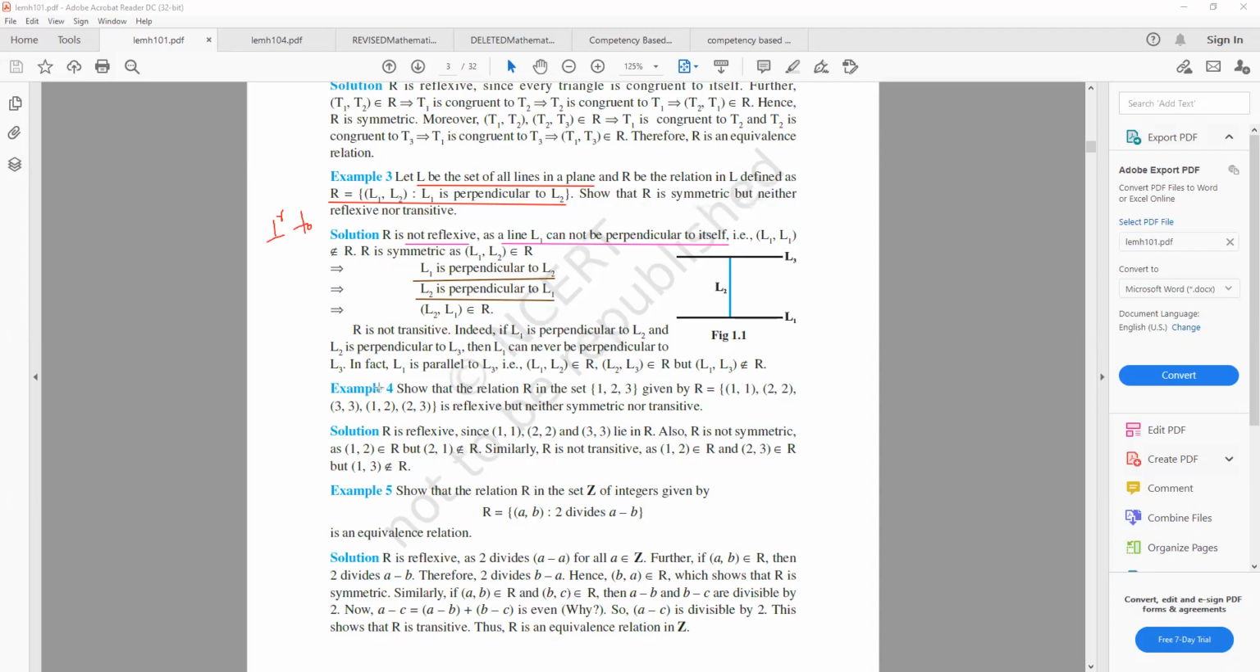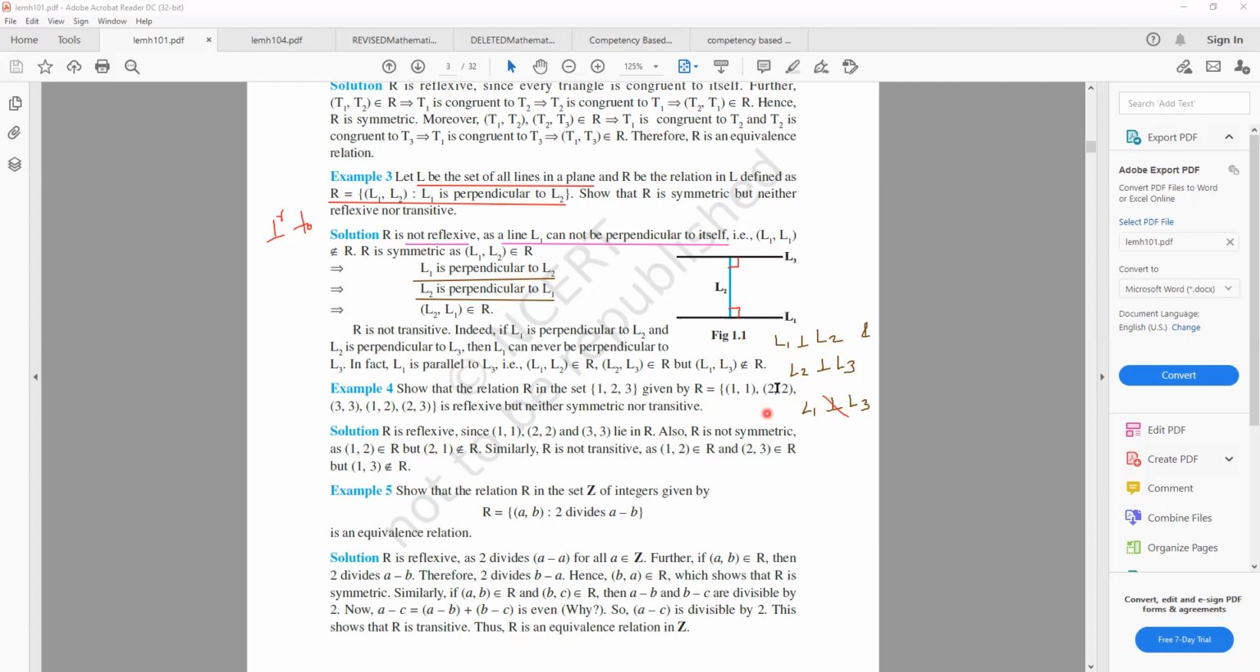अभी ट्रांसिटिव है क्या? ट्रांसिटिव है तो ऐसे होना चाहिए कि देखो L1 perpendicular to L2 and line 2 perpendicular to line 3. Then L1 परपेंडिकुलर टू L3 होना चाहिए ट्रांसिटिव है तो, बट L1 परपेंडिकुलर टू L3 है क्या? इट इज नॉट, बिकॉज देखो इधर first line is perpendicular to second line and second line is perpendicular to third line, then the first and third lines are not perpendicular, they are in fact parallel. Yes, sir.